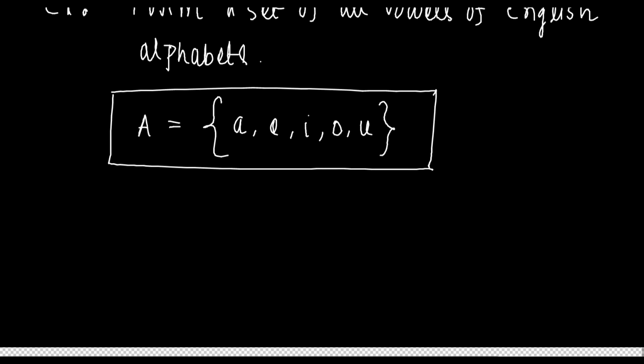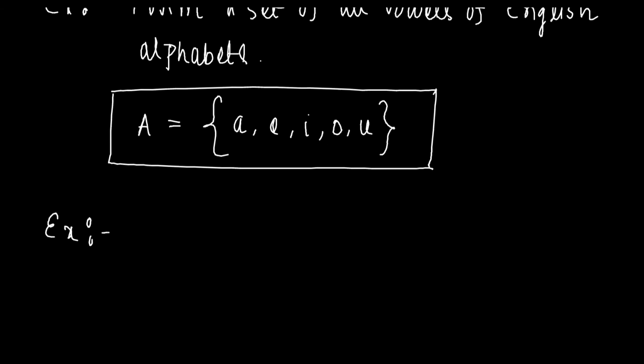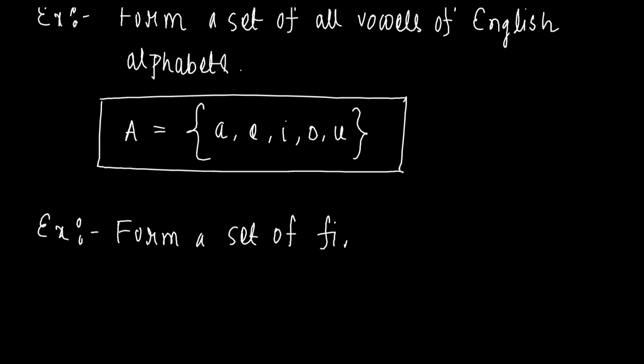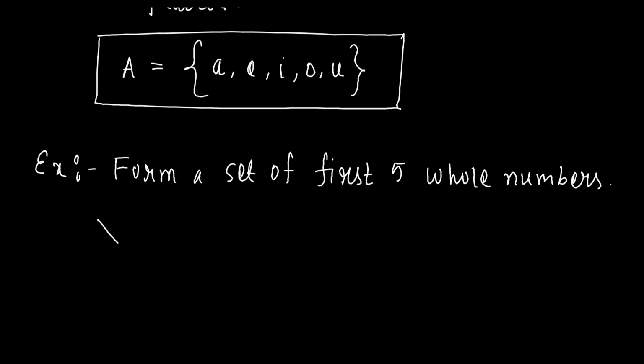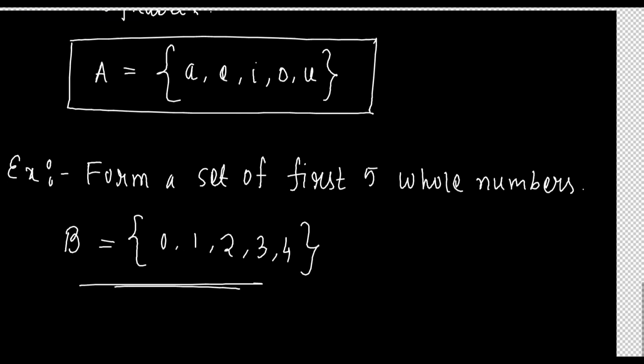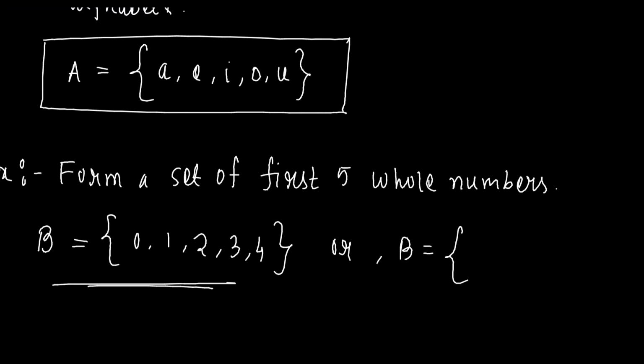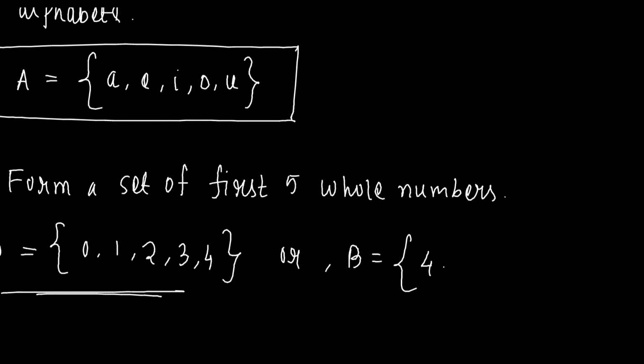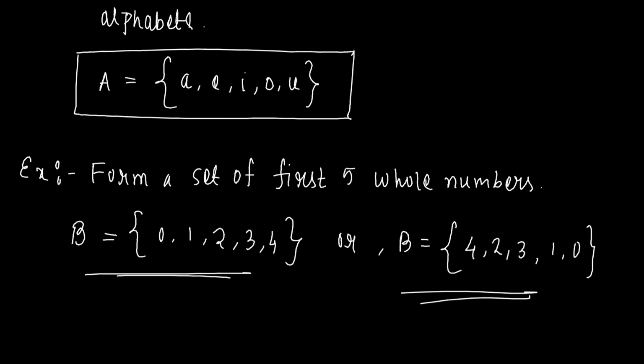Next, suppose I have to form a set of the first 5 whole numbers. What are whole numbers? They start from 0. Suppose I denote the set by capital B, then put brackets. The first 5 whole numbers are 0, 1, 2, 3, 4. So this is the set. Since order is not important here, you can also write it as 4, 3, 2, 1, 0, without maintaining the sequence. This is also correct, because order is not important in a set.